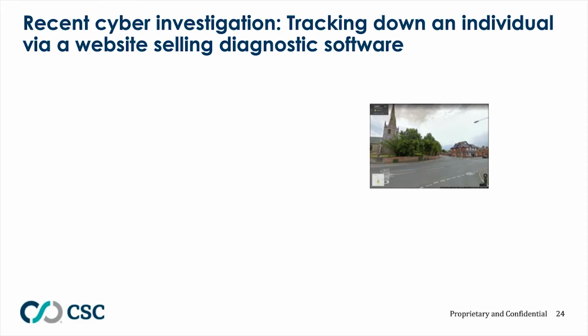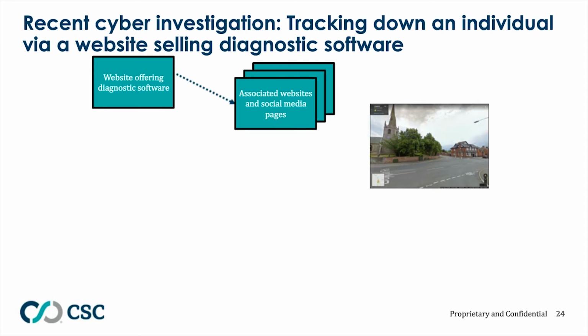So here's a case study of how we actually traced an infringing seller from the initial point, which is a website, through to their physical location. This is the physical location we ended up finding the infringer on. The starting point was a website offering diagnostic software, and we started off by finding associated websites and social media pages. These didn't lead anywhere, but they were useful additional evidence.